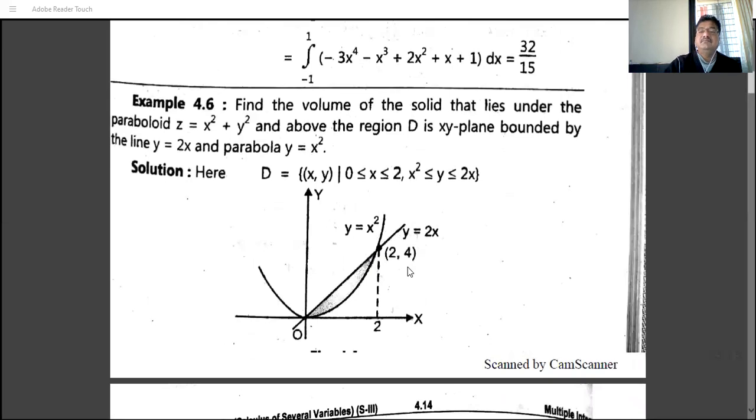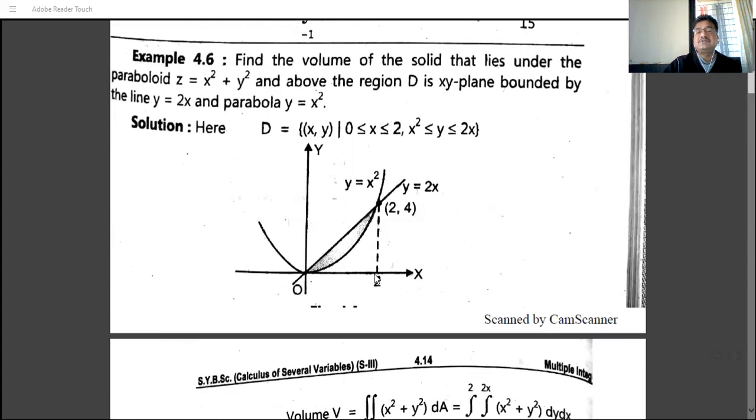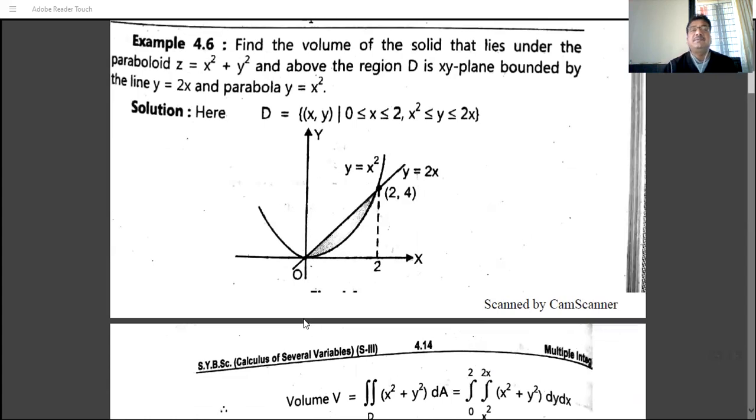So this problem was already discussed in the previous lecture, that z is equal to x square plus y square. Instead of f, the notation is z, and y is equal to 2x is this line passing through the origin, and y is equal to x square is the equation of a parabola. X square means it is above the x-axis, around the y-axis, and the sign is positive. Y is equal to x square. That's why it is above the x-axis, around the y-axis.